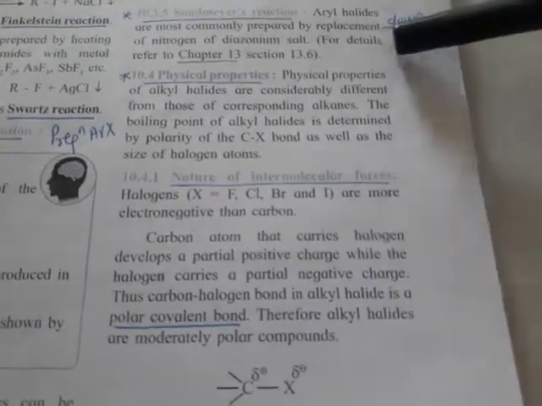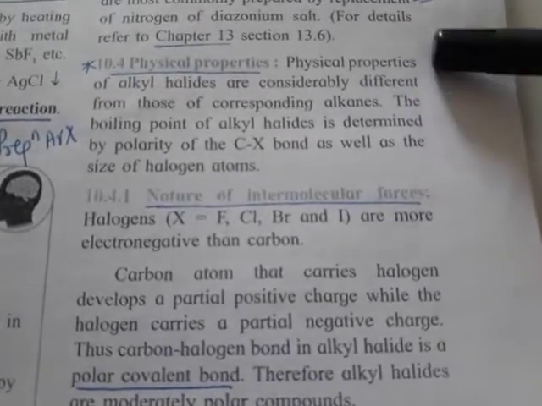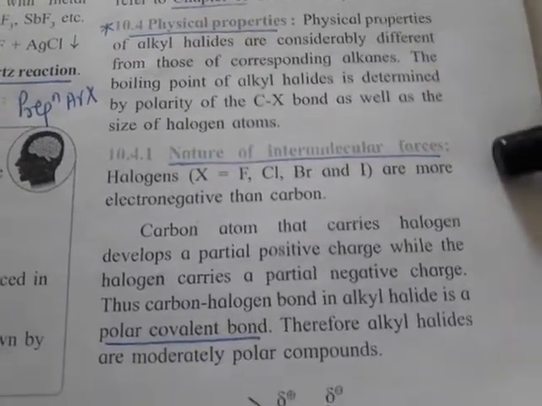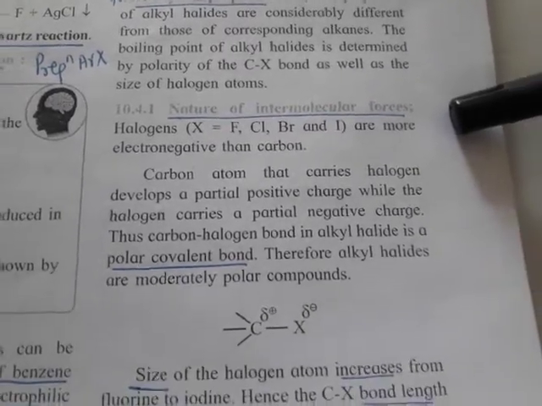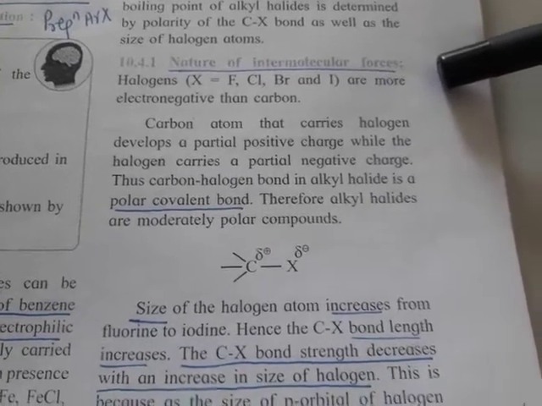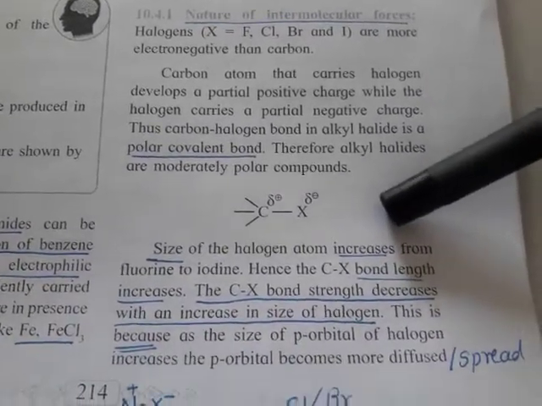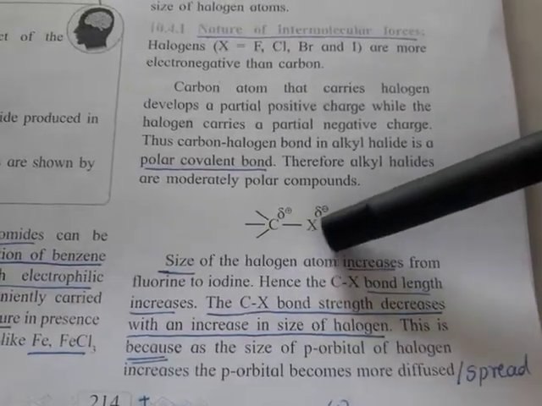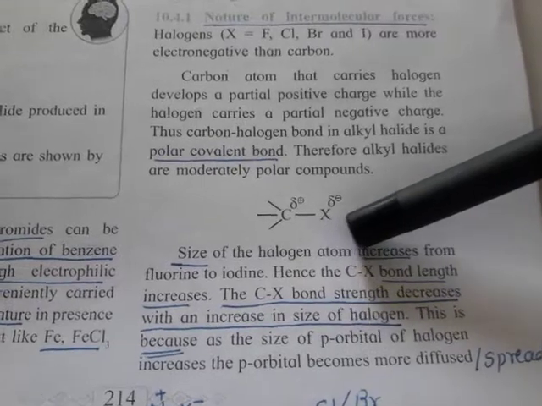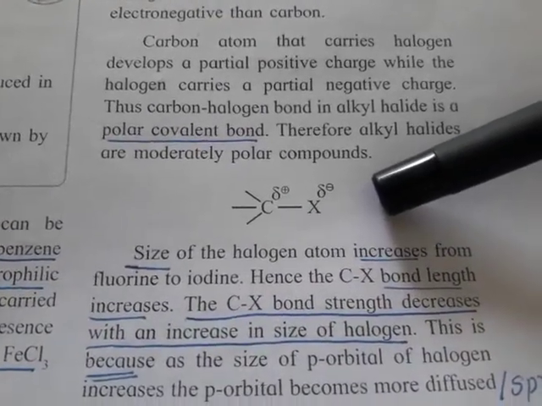After preparation of alkyl halides and aryl halides, the next point is the physical properties of these alkyl halides. In this first point, they have given the nature of intermolecular forces. Here, if we see the nature of the C-X bond, carbon and X halogen, as compared to carbon, halogen is more electronegative, so the charge on it is minus delta.